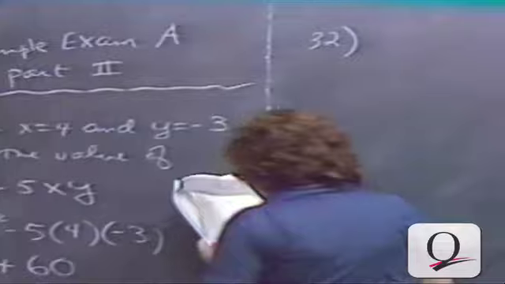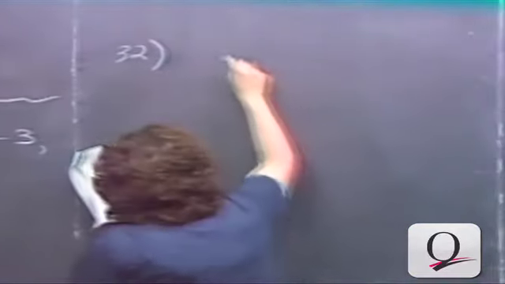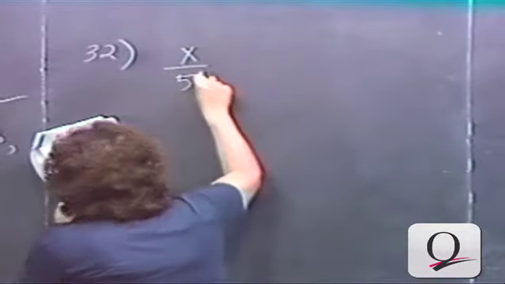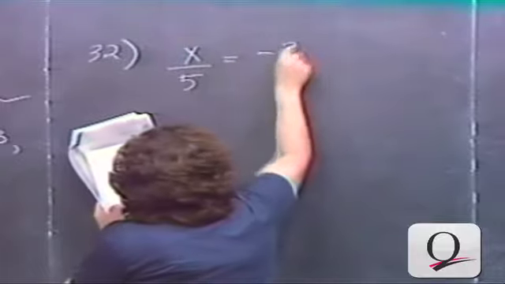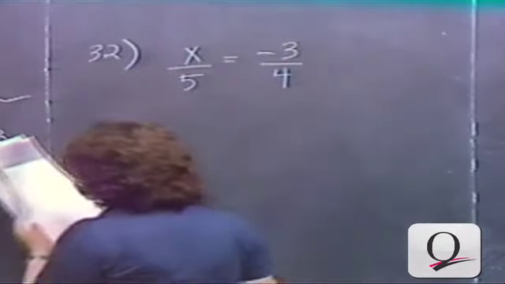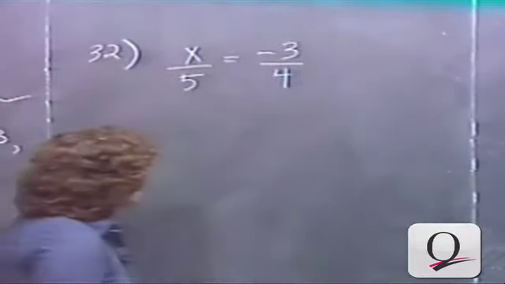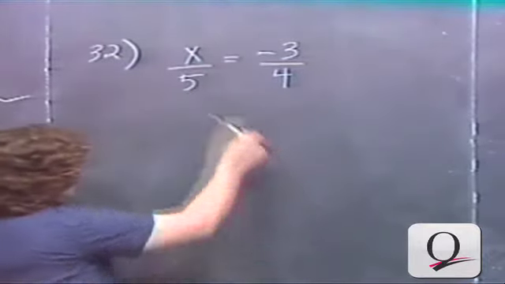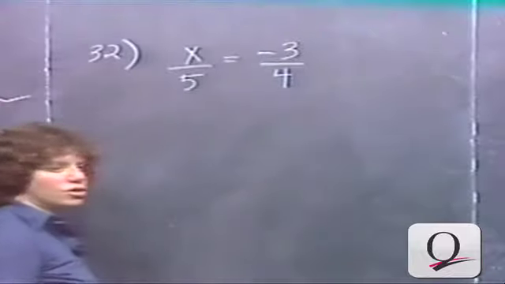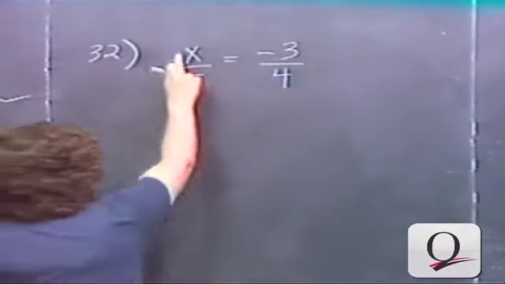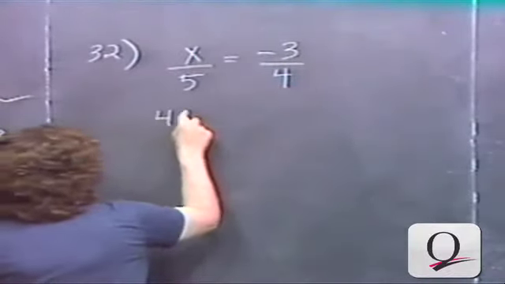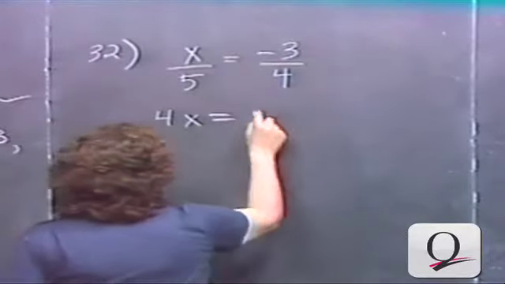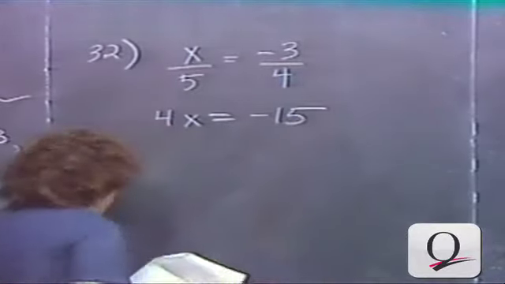Question 32. Okay, if x over 5 equals minus 3 over 4, find x. Okay, an easy way to solve this fractional equation, since we have only one fraction equal to another fraction, is to cross multiply. X times 4, or 4x, equals minus 3 times 5, or minus 15.